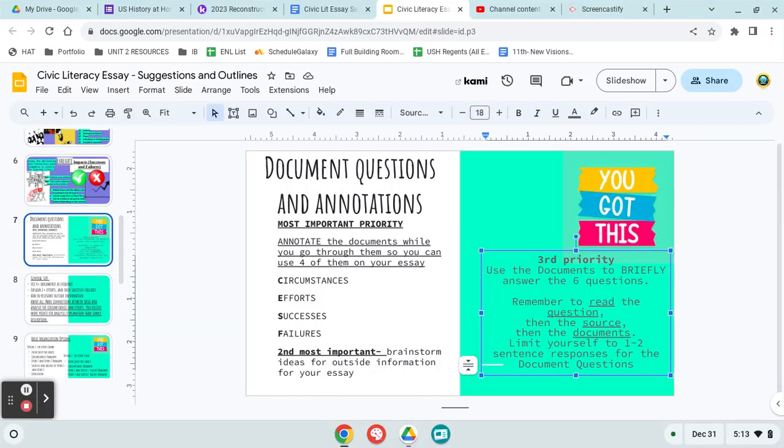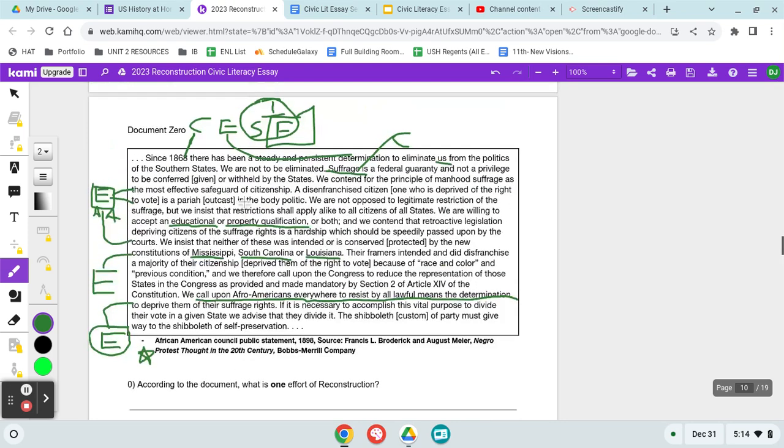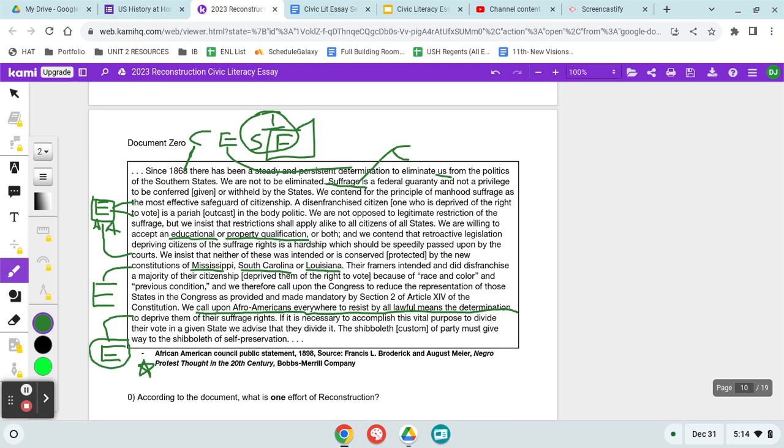So take a minute, pause the video right here. We're going to break down some more advanced annotations in a moment. Okay, so what do I mean by more advanced annotations? Well, besides the basic C, E, S, and F to annotate circumstances, efforts, successes, and failures, these are some tools that students have found useful in the past. Again, you don't need this in your document, but it will help you be more analytical. It could help you know what to write.